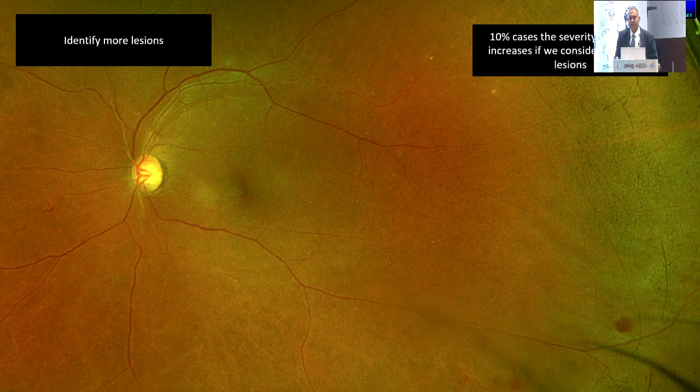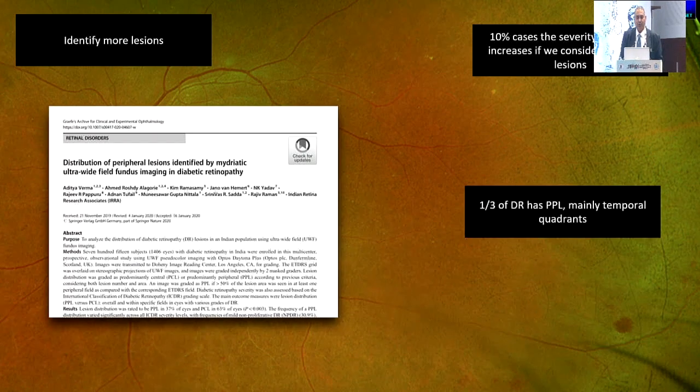In diabetic retinopathy, in 10% of cases, the severity scale of diabetic retinopathy will change if you consider these peripheral lesions alone. This was one of the works which we had done with Dr. Sadda and all the institutes. We knew that a third of lesions are PPL. We knew the numbers from the Western data. We never knew what happens in the Indian population. Even in India, a third of diabetic retinopathy has PPL, the predominantly peripheral lesions. And we also found that mainly it's in the temporal quadrants.